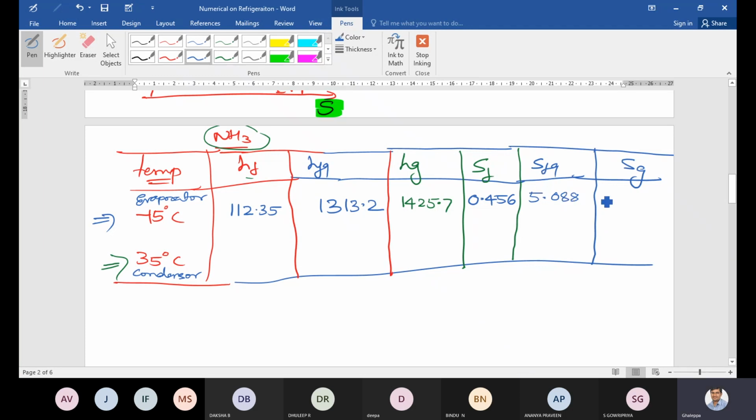Again, you will get a value in the range of 5 point something. Let me do it in the calculator. Minus 15, minus 12. Okay, I will get 5.539. So I will write 5.542. Is it the right value? Please cross check.